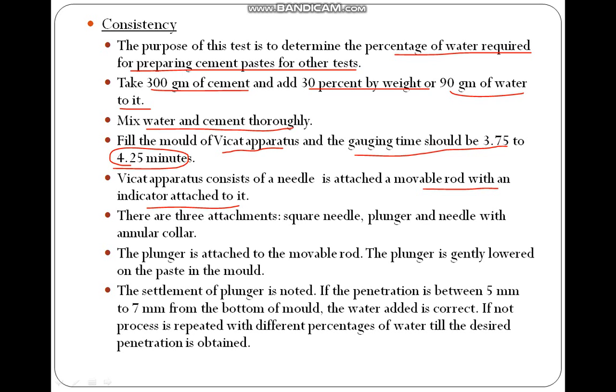The Vicat apparatus consists of a needle attached to a movable rod with an indicator attached to it. There are 3 attachments. The first one is the square needle, the second one is the plunger, and the third is the needle with annular collar. For the consistency test, the plunger is attached to the movable rod.